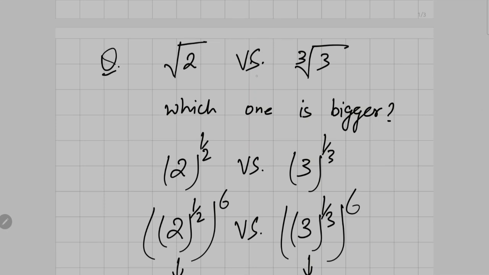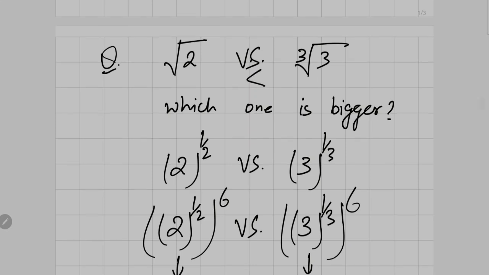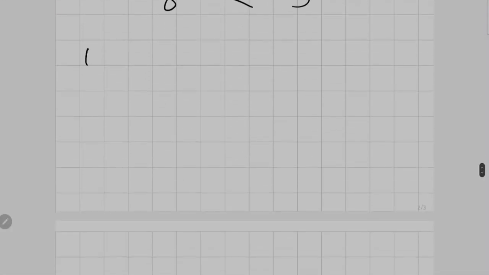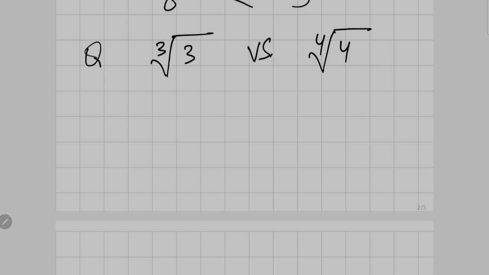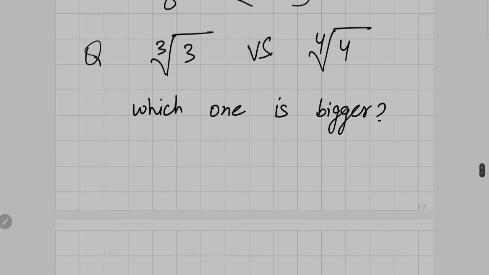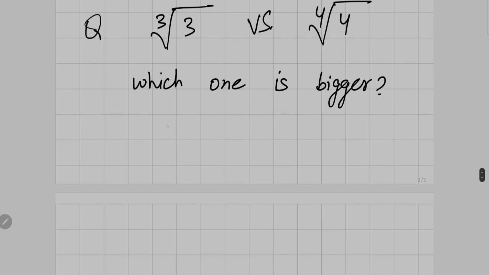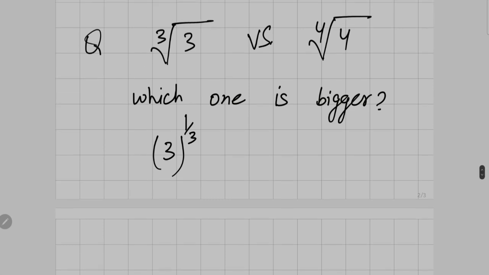So third root of 3 is bigger than square root of 2. Understand? Similarly, if I ask third root of 3 and fourth root of 4, which one is bigger? Similarly, third root of 3 can be written as 3 to the power 1 third, and fourth root of 4 can be written as 4 to the power 1 fourth.